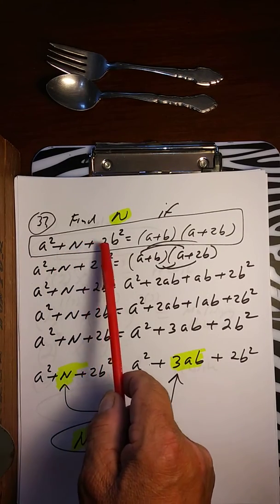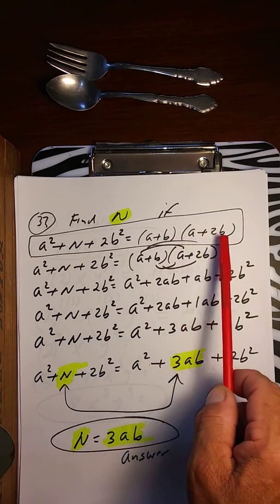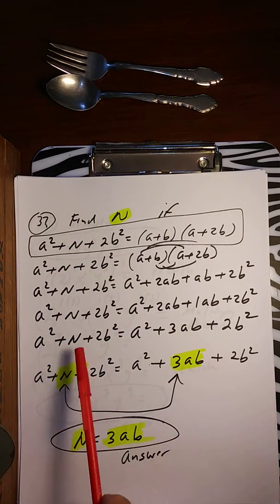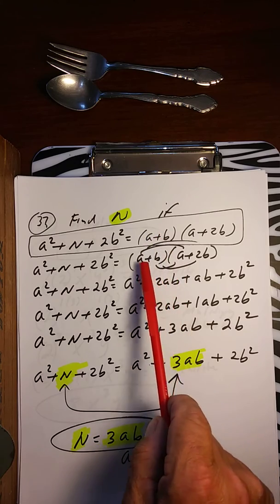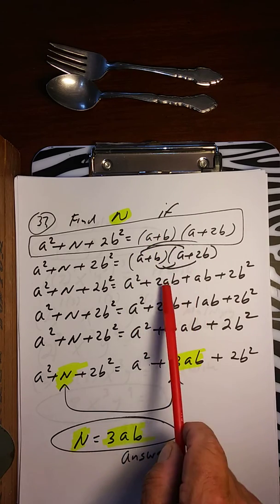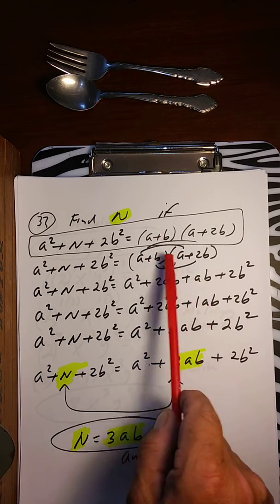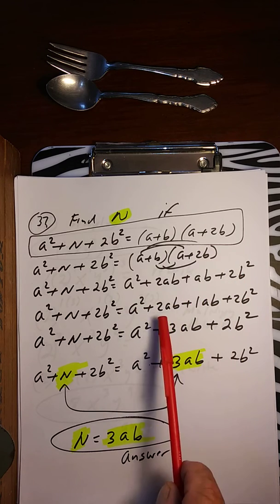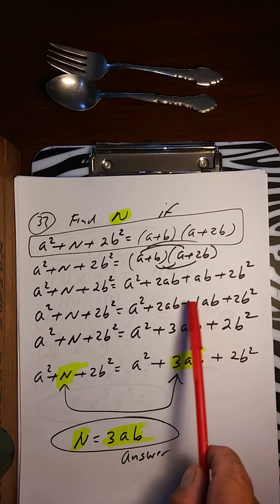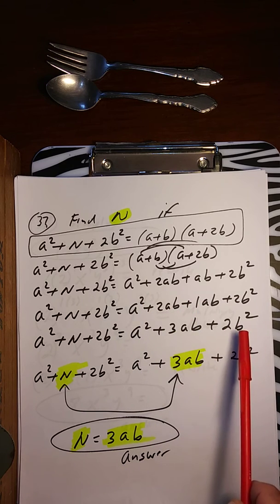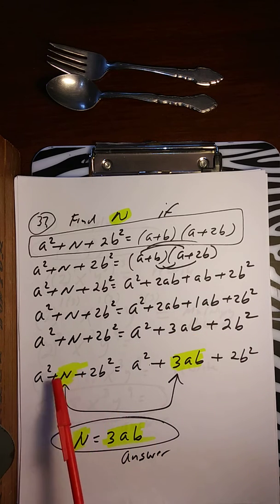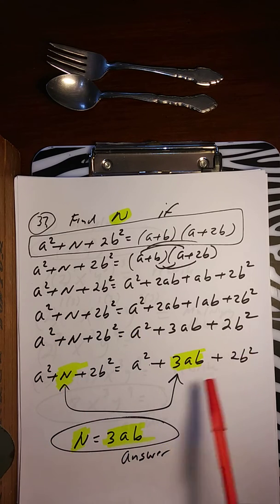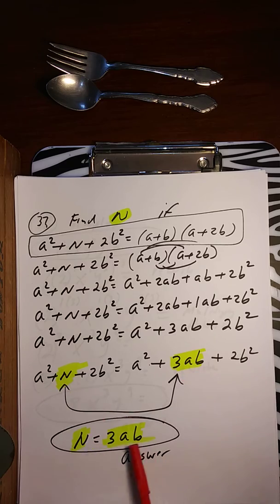a² + n + 2b² = (a + b)(a + 2b). Find n. Try to find this. So this one we leave alone, but this one we multiply out. So a times a is a². a times 2b is 2ab. b times a is ab. b times 2b is 2b². a² + 2ab + 1ab is that, and this can be a² + 3ab + 2b². So now we have n must be exactly 3ab because everything else matches. So n equals what? 3ab. Answer.